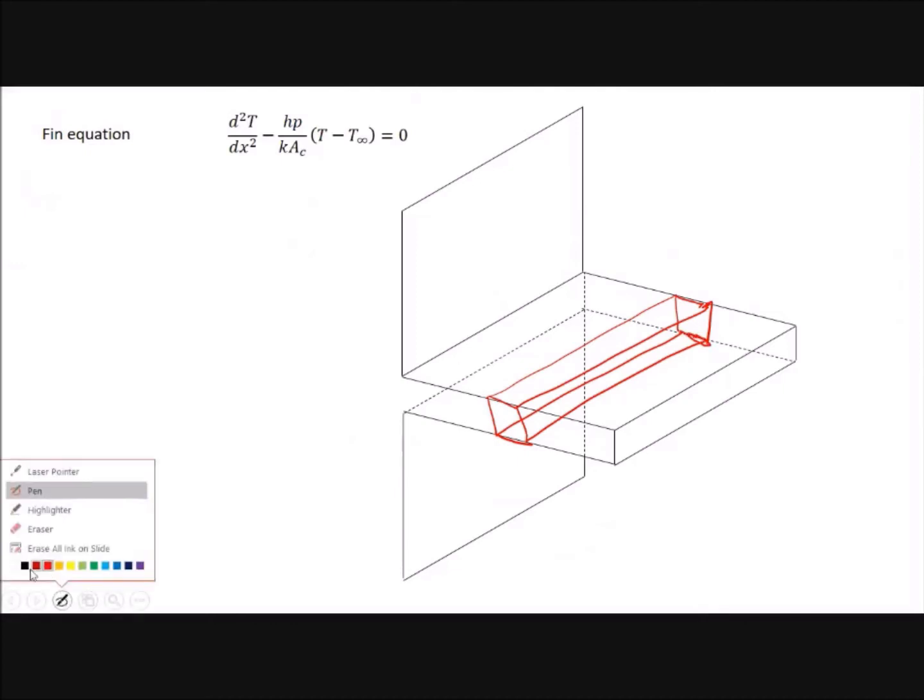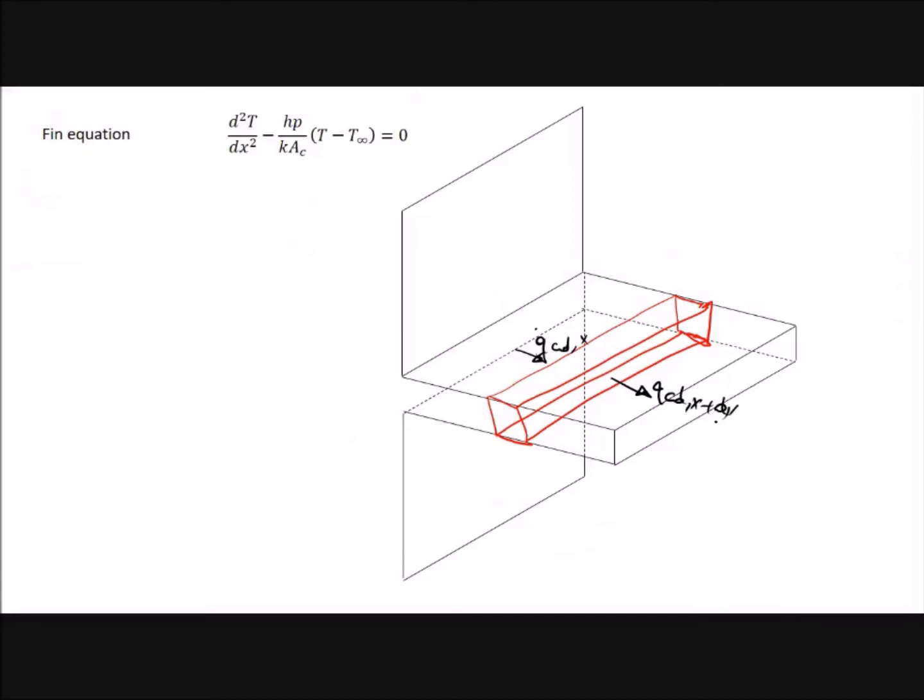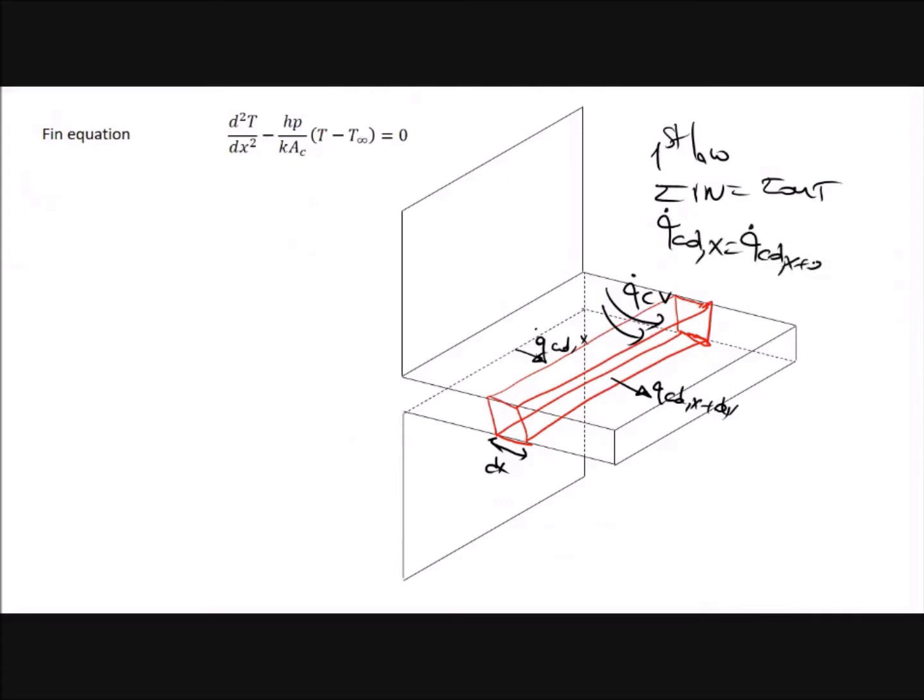So conservation of energy says that if it is steady and one-dimensional, you have one-dimensional heat transfer by conduction at x. You have one-dimensional heat transfer by conduction at x plus dx. This one is because of dx. And you also have convection. You have the convection heat transfer. And by the first law, whatever comes into the system should leave the system, and therefore you will have Q dot conduction at x equal to Q dot conduction at x plus dx plus Q dot convection.